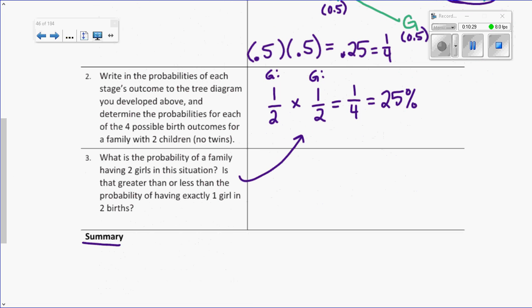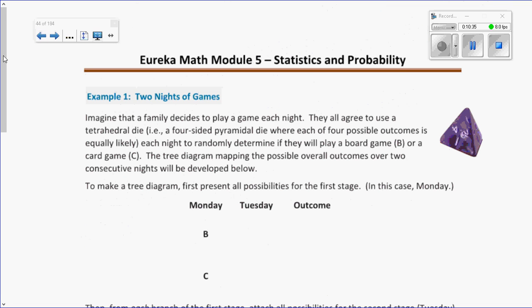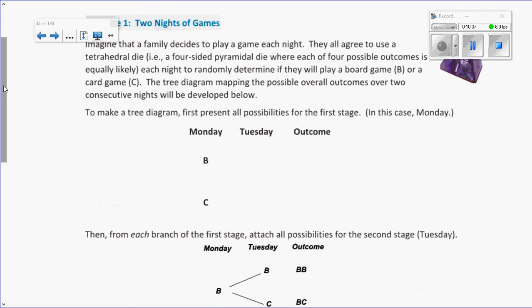Okay, and then make sure when we're done with this that you come back to the summary. We're going to do another example that's a little trickier. This family decides to play a game each night, and we're on page 42.